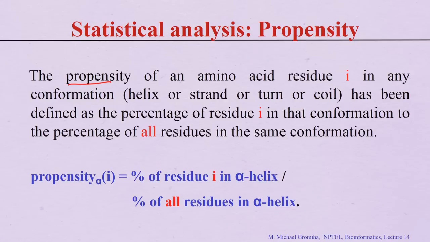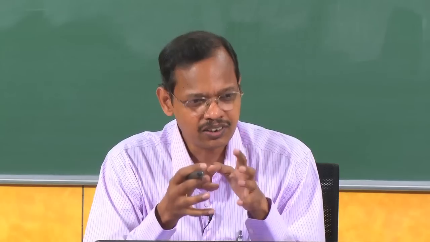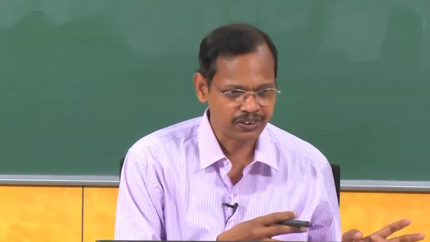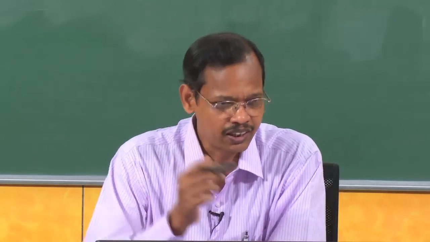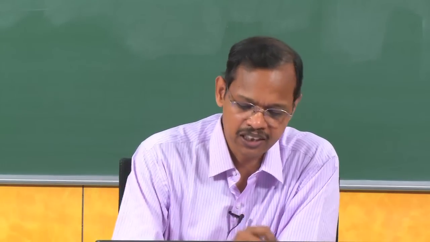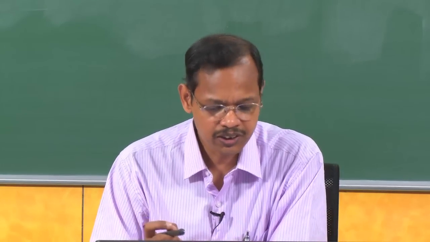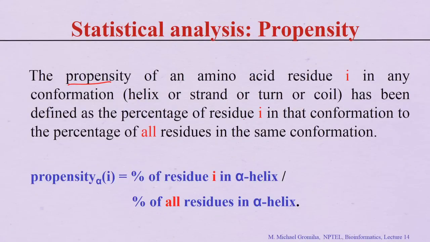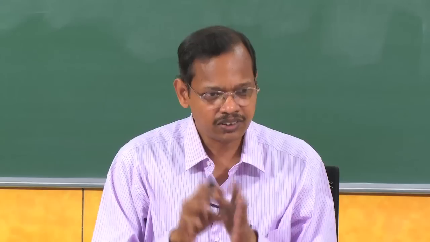The propensity of any amino acid, for example alanine, depends upon the preference of that particular residue for any particular conformation, for example helix or strand. How to calculate it? First, see the percentage of residue I in that conformation compared with all the residues in the same conformation.